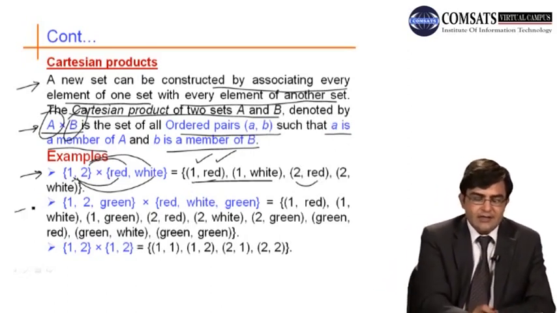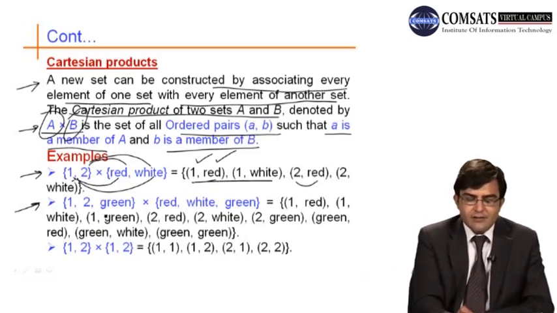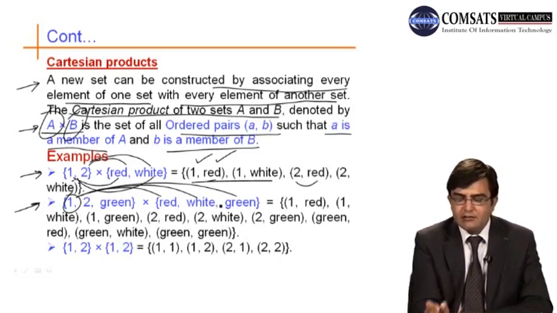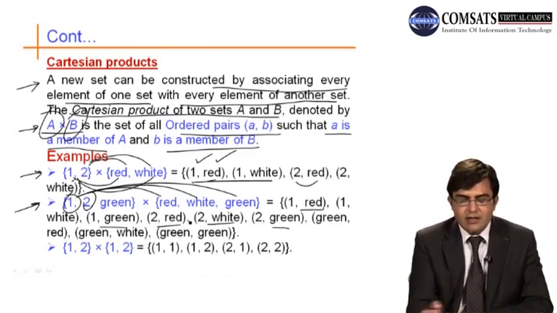If we take another example, we have {1, 2, green} and {red, white, green}. We write 1 with red, 1 with white, 1 with green in the ordered pairs: (1, red), (1, white), (1, green), and then we choose the second element: (2, red), (2, white), (2, green). Then we choose the third element: (green, red), (green, white), (green, green).